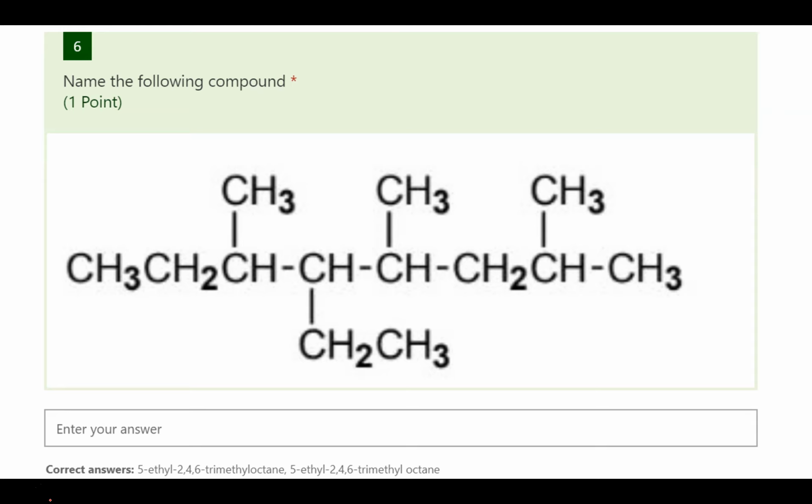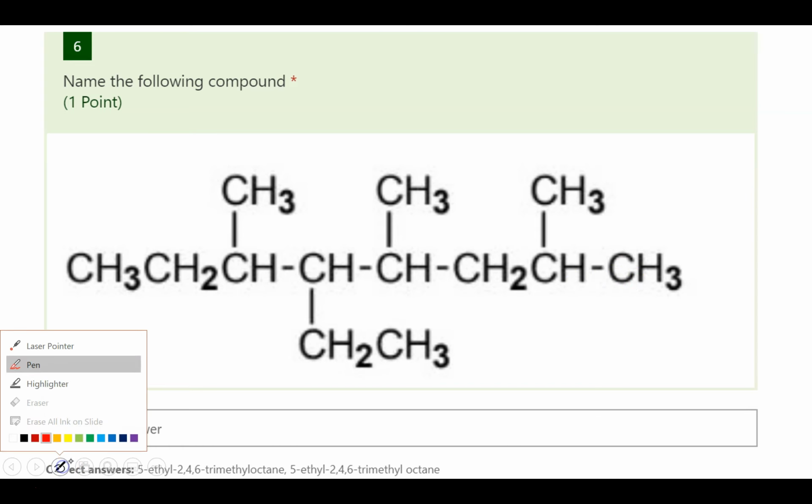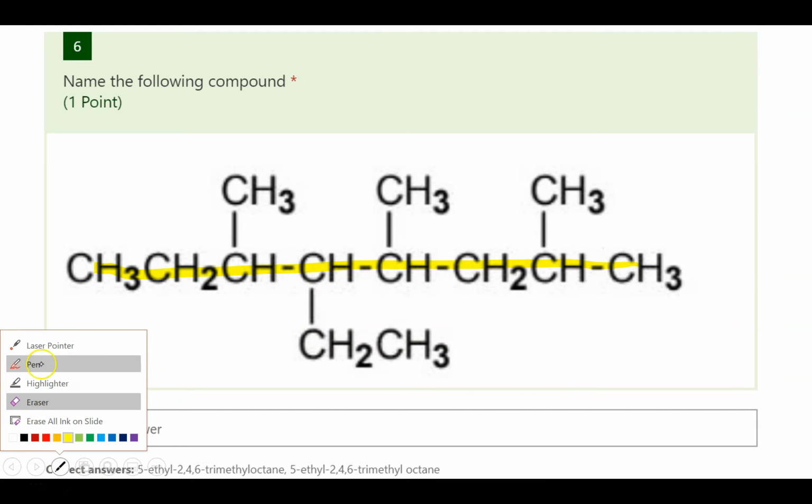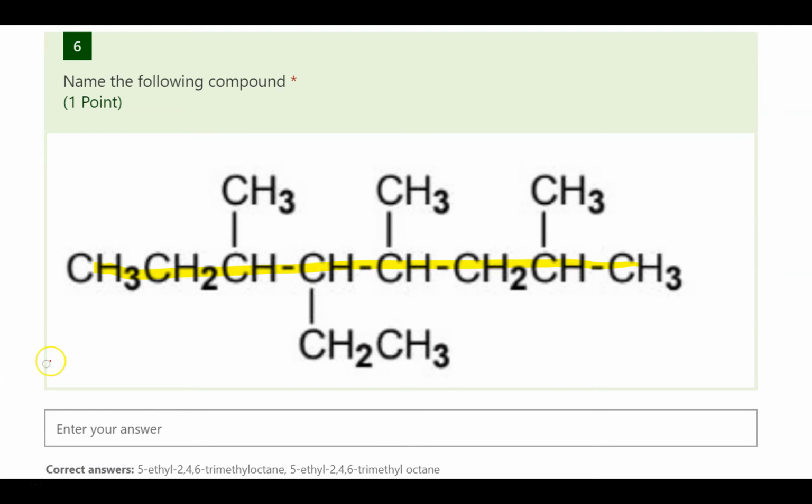And then we have this one. This one was fun. So, look for the longest possible chain. Now, it's not this way, okay, because it's 1, 2, 3, 4, 5, 6, 7. It's this way, which gives us 8. So we get rid of that one. Now, the numbering becomes tricky, right?